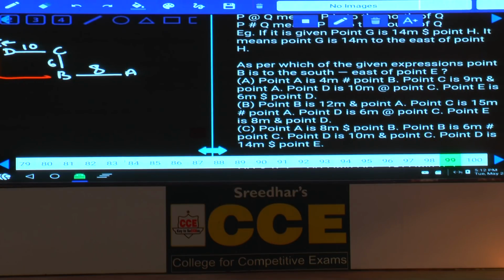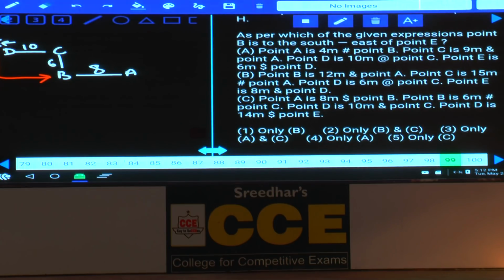This is south and east, so southeast. Hence what is your answer here? Both A and C, that is given in choice 4, choice 3. Both A and C, that is choice 3.